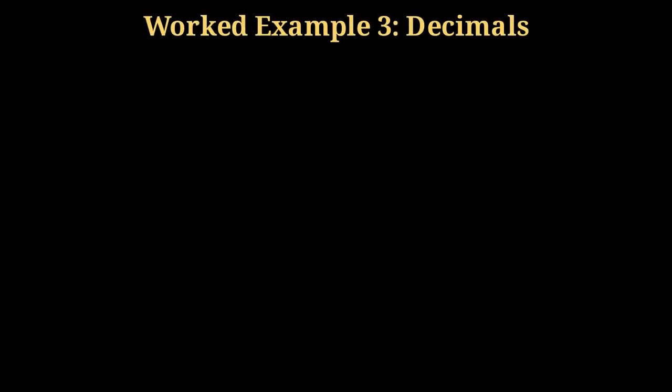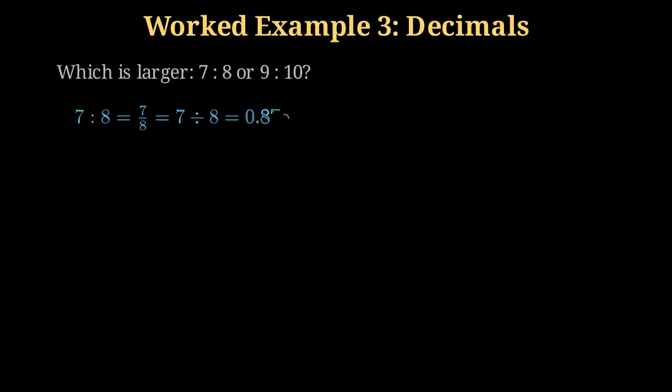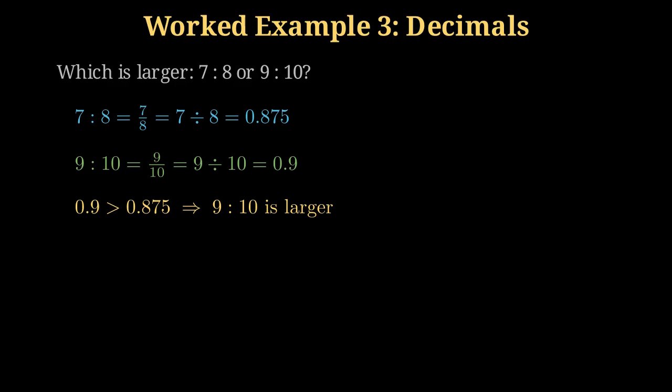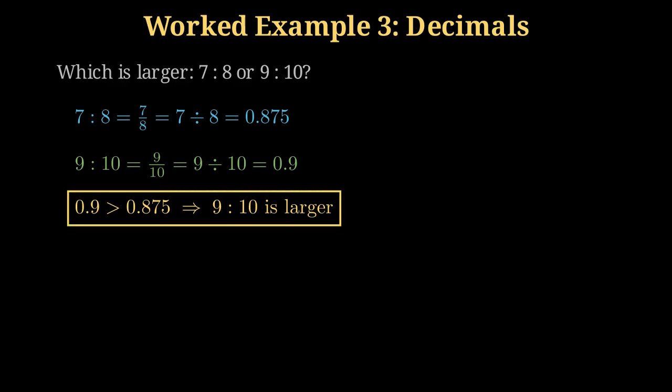Worked example 3, the decimal method. Which ratio is larger, 7 to 8 or 9 to 10? This time, we simply divide each fraction out and compare the decimals. 7 to 8 is 7/8. 7 divided by 8 gives 0.875. 9 to 10 is 9/10, that is simply 0.9. 0.9 is more than 0.875, so 9 to 10 is the larger ratio. So 9 to 10 beats 7 to 8.